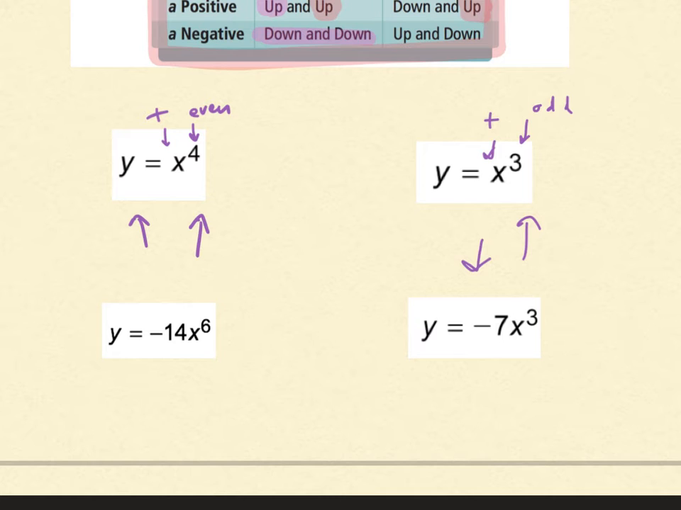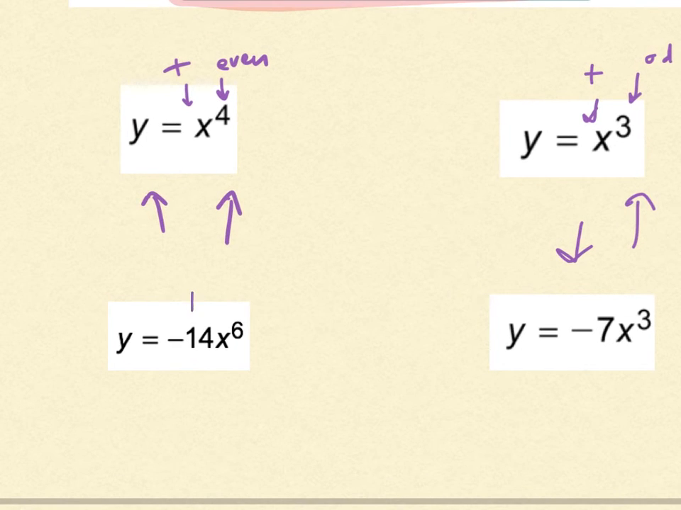All right. The bottom left example. So is our function positive or negative? Negative, because that's negative 14. So our leading coefficient's negative. So what does that tell us about our right side of our graph? It's going to end going down. And then is 6, our exponent, even or odd? It's even. So are they going to go in the same direction or opposite direction? Even means same. Even is same direction. So is the left arrow going to go up or down? Down. So we have down and down.